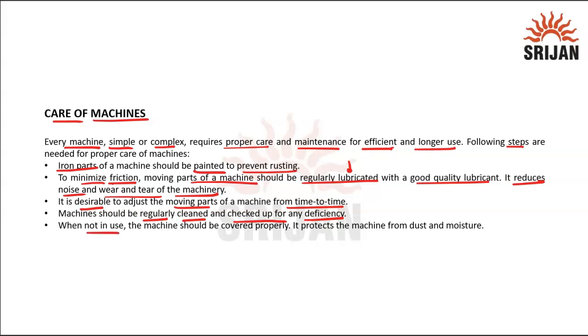The last is that when not in use, the machine should be covered properly, which protects it from dust and moisture, because that is the easiest way for machines to go bad, or for them not to work. You should take proper care so that there is no dust or moisture. This is the number one cause of rusting. The second point can also come under this, because if there is a lot of dust and moisture, then the lubricant won't function as well. So you should do this as well.